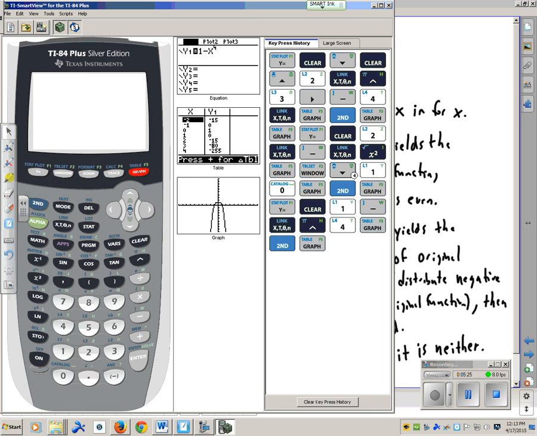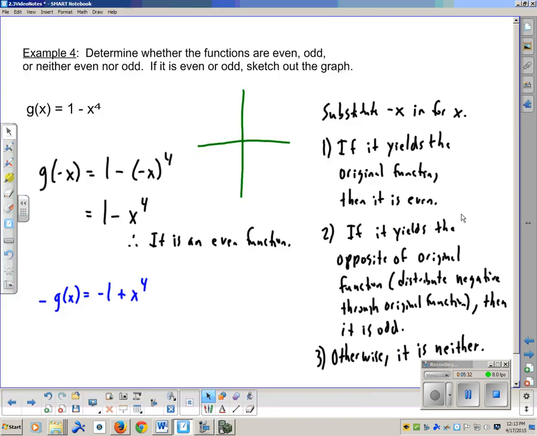Let's see if that's true. 0, 1, negative 1, 0, and 1, 0. So let's plot those: negative 1, 0, 1, 0, and 0, 1. So remember, to be an even function, which this one is, it has to be symmetric to the y-axis. And you can definitely see that if you folded that over, it's definitely symmetric to the y-axis there.